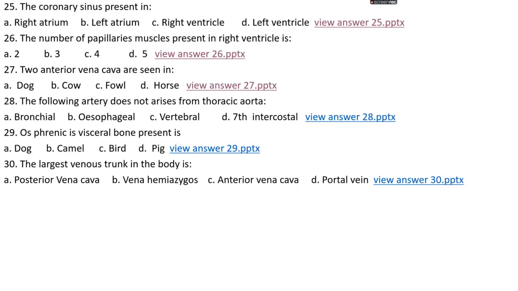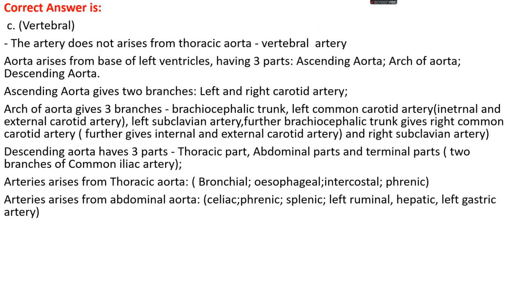Okay. Question number 28. The following artery does not arise from the thoracic aorta: option A, bronchial; option B, esophageal; option C, vertebral; option D, seventh intercostal. The right answer is option C, that is vertebral. The artery that does not arise from the thoracic aorta is the vertebral artery. The aorta arises from the base of the left ventricle, having three parts: the ascending aorta, the arch of aorta, and the descending aorta.